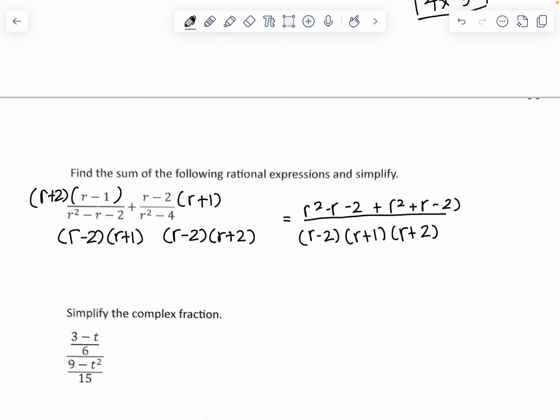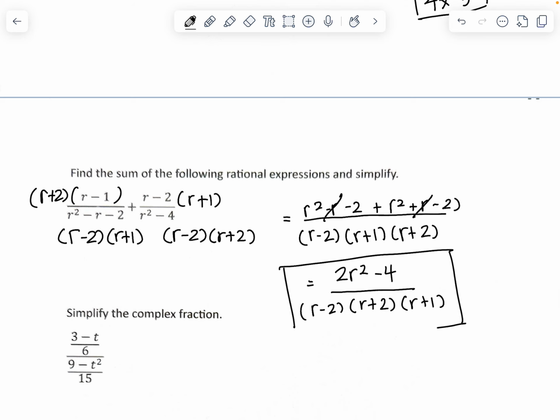All right, so that means these two cancel out, leaving on the top r squared plus r squared, which is 2r squared. Negative 2 plus negative 2 is negative 4. And all of these guys again: r minus 2, r plus 2, times r plus 1. And that is my final answer.